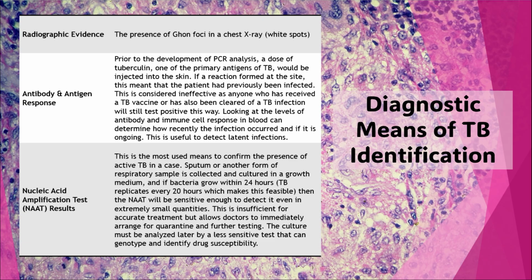Looking at the levels of antibody and immune cell response in blood can more accurately determine how recently the infection occurred and if it is ongoing. This is also useful to detect latent infections.